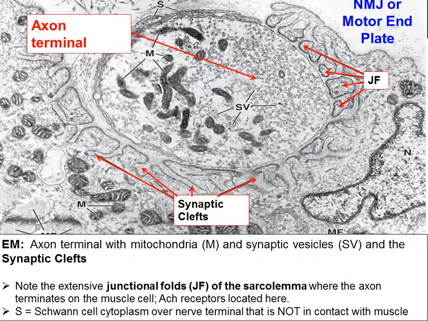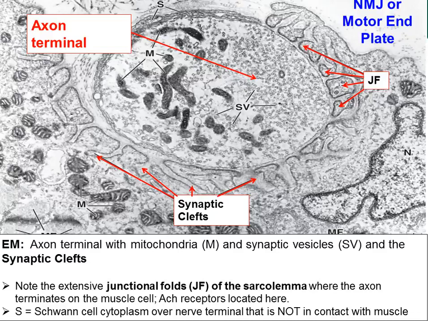This is an EM showing that exact situation. At the very top, you can see a very small amount of Schwann cell cytoplasm, which is only covering the exposed part of the axon terminal. Then you can see the axon terminal itself with numerous synaptic vesicles and mitochondria in it, and you can see all of the junctional folds of the muscle cell which it's contacting. Interesting thing here is you can see very clearly that synaptic cleft.